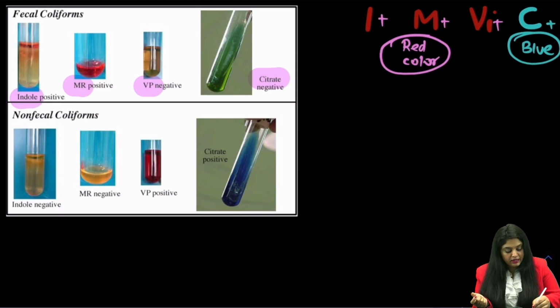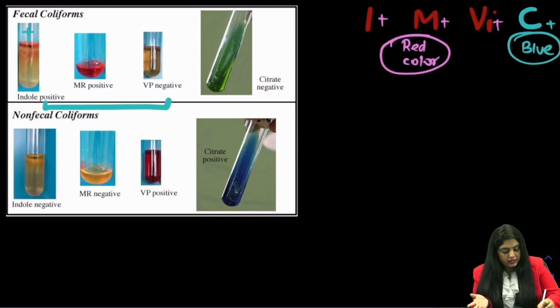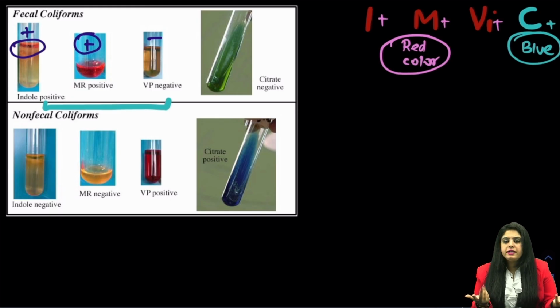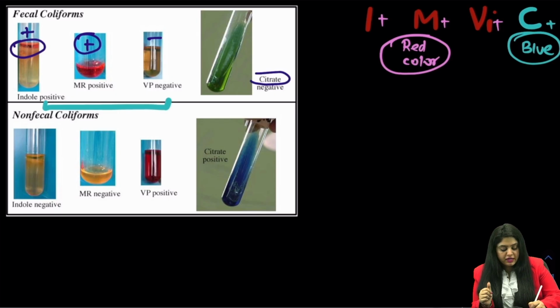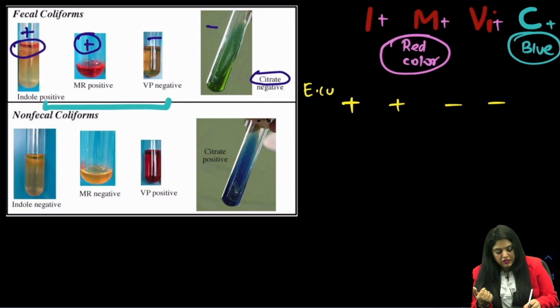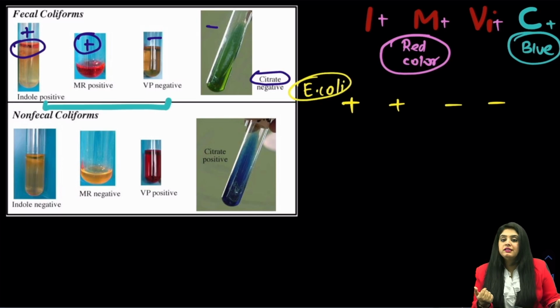Let me make you analyze. For IMVIC testing, for the first 3 you are going to search for red, red, red. Do you get a red color here? Yes, so this is positive. Here a red color is visible, okay, this is also positive. Here no red color, so negative. Red means positive, no red means negative, simple. After that, citrate. For citrate, I should have got a blue color. Here I don't get a blue color, so this is also negative. What did you write it as? Positive, positive, negative, negative. This is the feature of E. coli. E. coli plus plus minus minus.